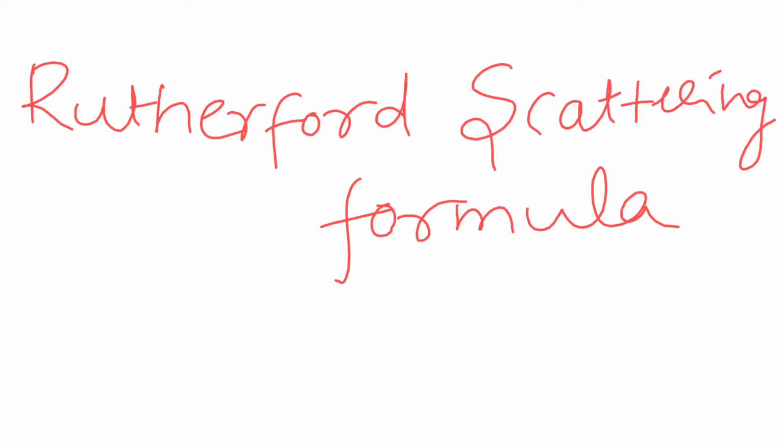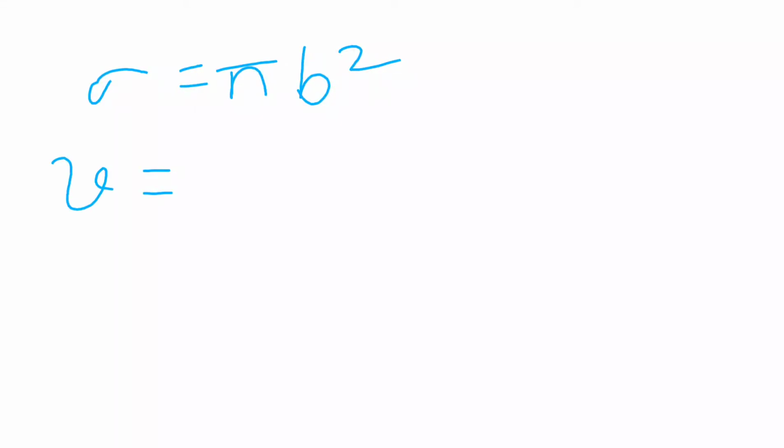Then write sigma equals pi b square, where b is the impact parameter. Let the volume of the gold foil be A into t, where A is the area and t is the thickness. Let n be the number of nuclei per unit volume. Then the number of nuclei in the foil is A t n.